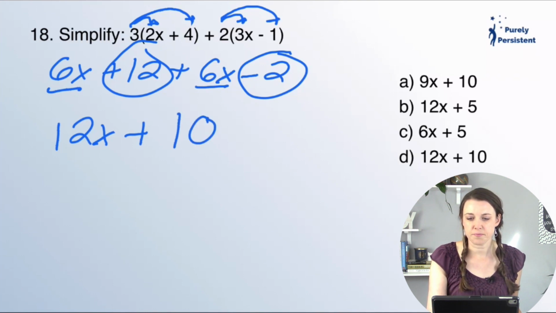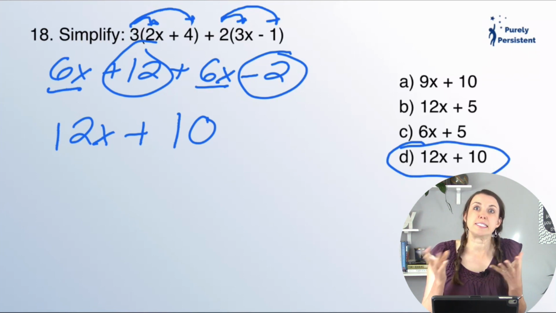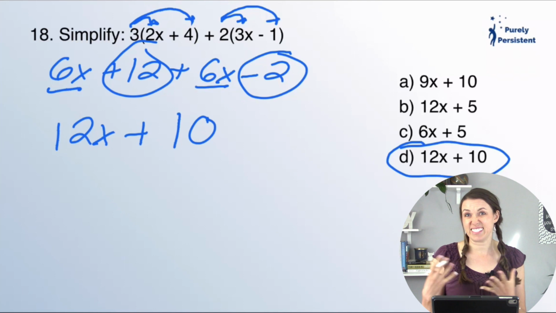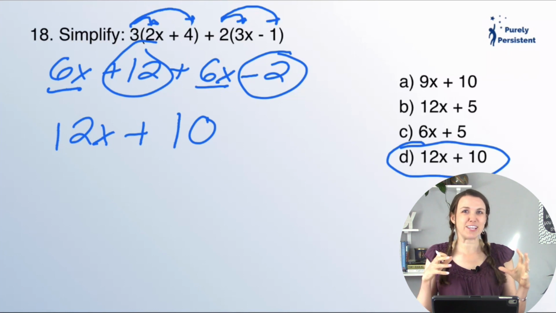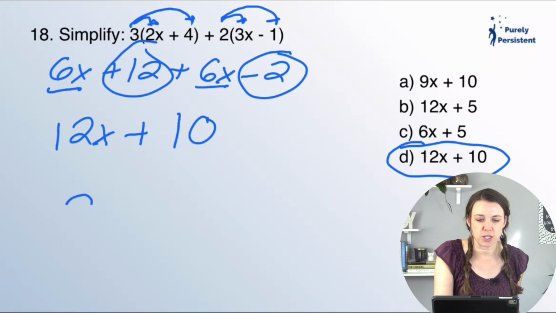And so here, D is my answer. But let's say I wanted to take it just a step further, okay? So what is a number that goes into 12 and 10? 2, right? So I'm going to pull or extract 2 from this equation, okay? So I'm going to go 2.